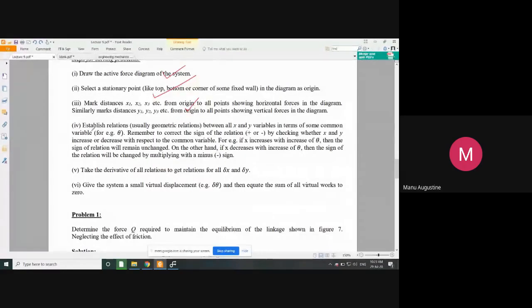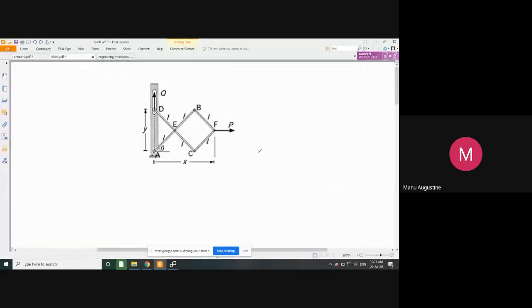Establish relations, usually geometric relations, between all x and y variables in terms of some common variable, for example, theta. Now, in this next step, if I read out this statement, you are simply going to get confused. So let me just display here how to do what this step is telling you.